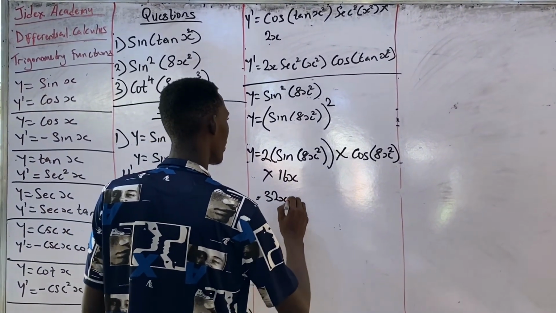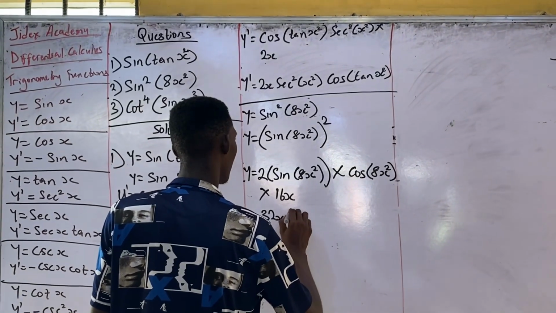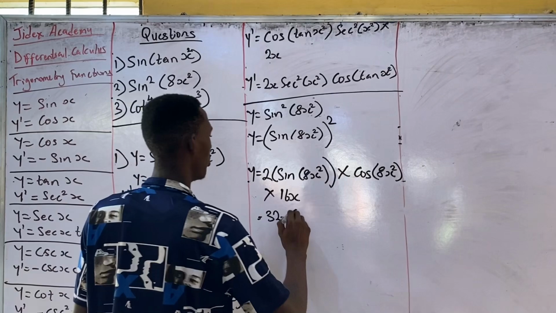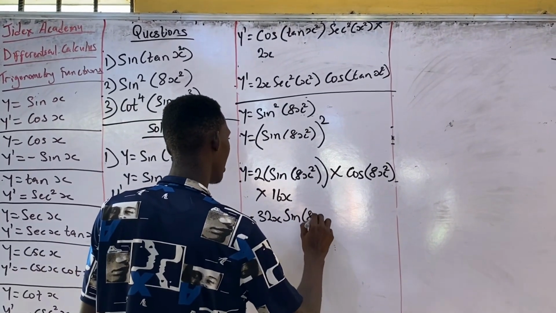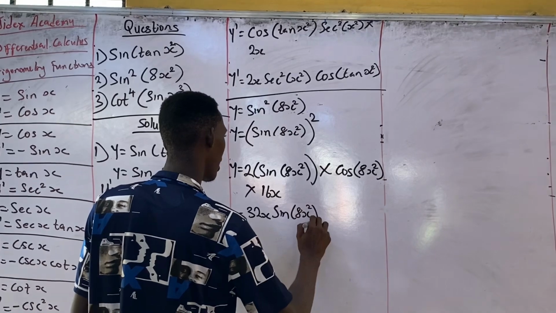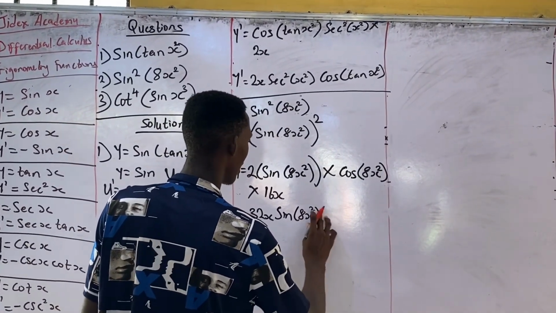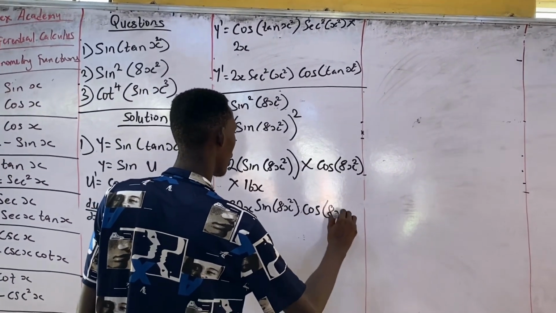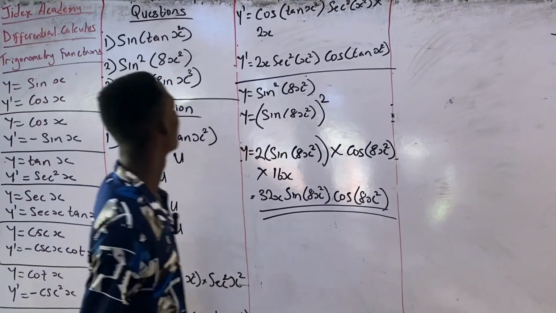32x, because this is the power of 1, so we are going to close this bracket. I think 32x sine open bracket 8x squared close bracket times, or we can choose not to write times, we can just leave it as cos open bracket 8x squared. That's our final answer.